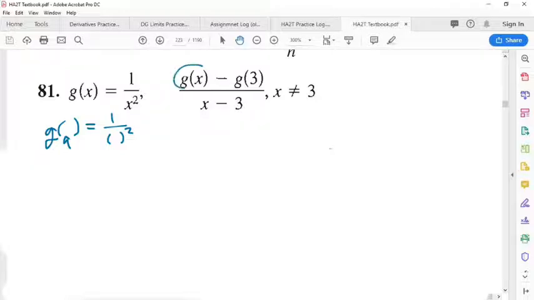So this first one says you're going to use the g function and you're just going to plug in the x. Isn't that the same thing as this right here? Yeah, you're right, it is. So you just have to write it, 1 over x squared. And then you have other stuff happening.